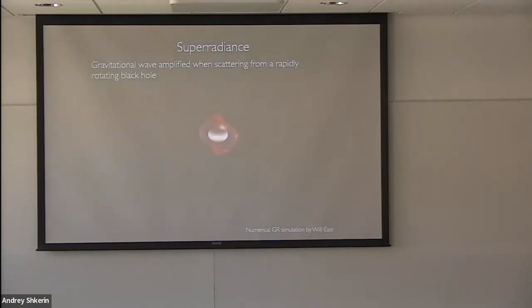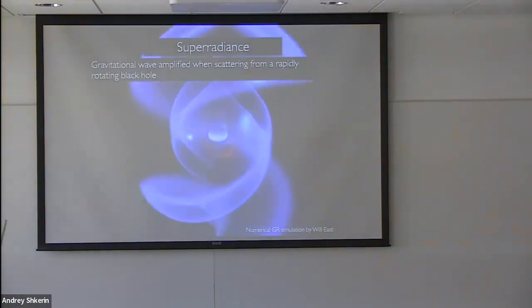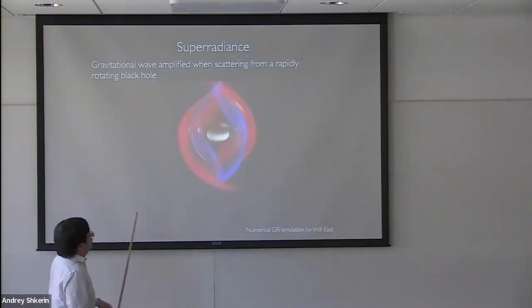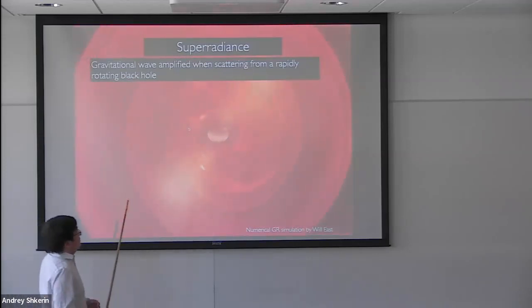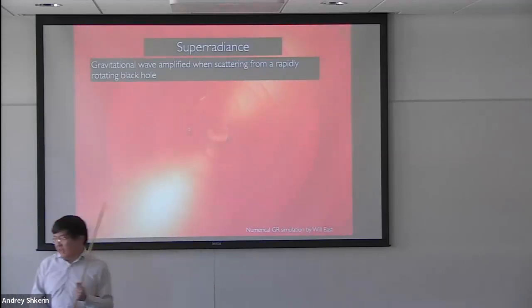So in this simulation, hopefully it shows, what you are seeing is if you scatter a gravitational wave off the black hole, after the scattering it will come out amplified.